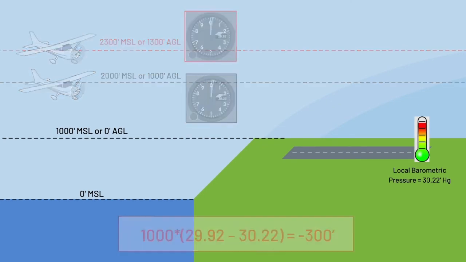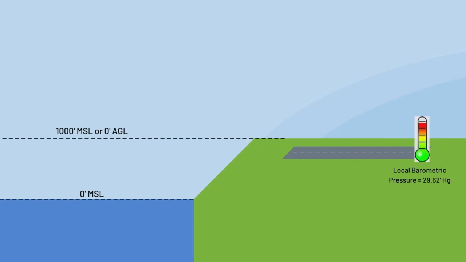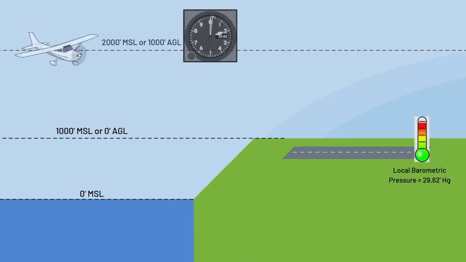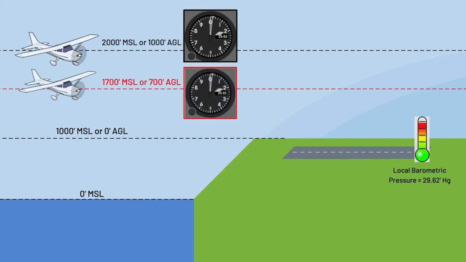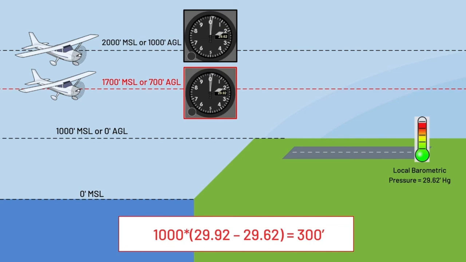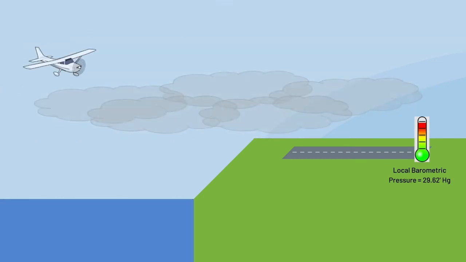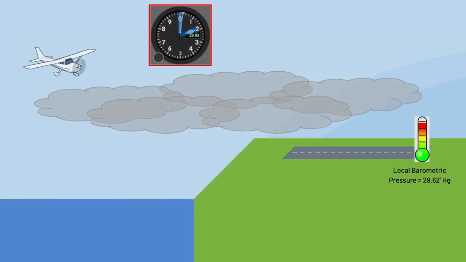Now, if on the other hand, the local barometric pressure was 29.62 inches of mercury, then the pilot still flying with a wrong altimeter setting of 29.92 would be 300 feet lower, or at 1,700 feet MSL, in order to get an indicated altitude of 2,000 feet, because the altitude correction factor from 29.92 to 29.62 is a positive 300 feet. So you can imagine where this might cause a dangerous condition in IFR flight when flying through clouds.